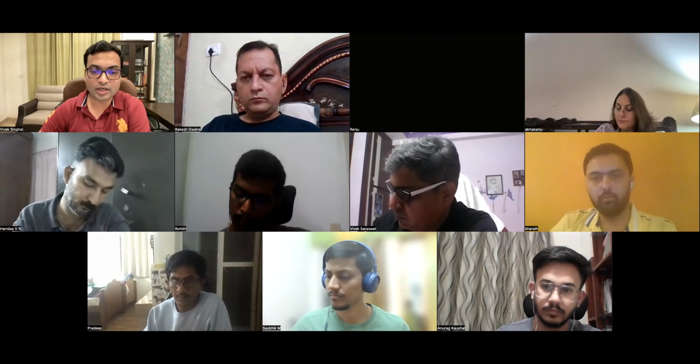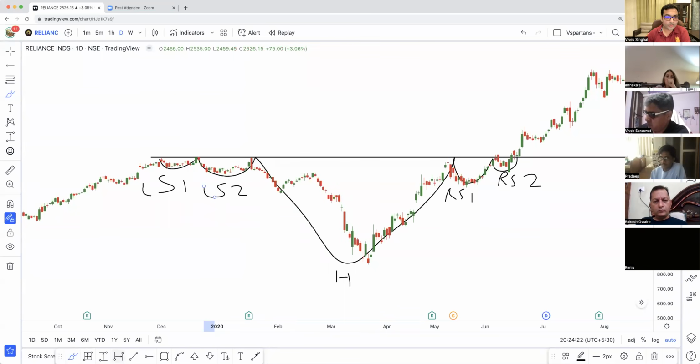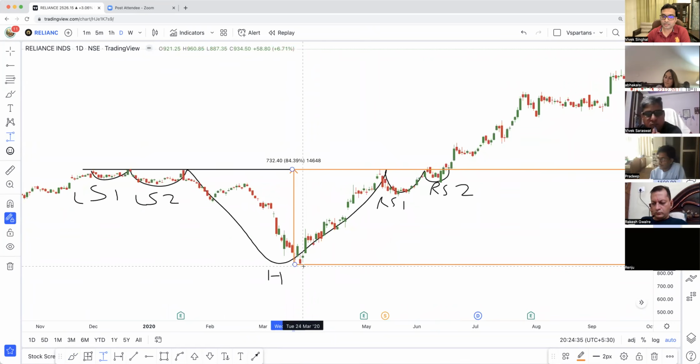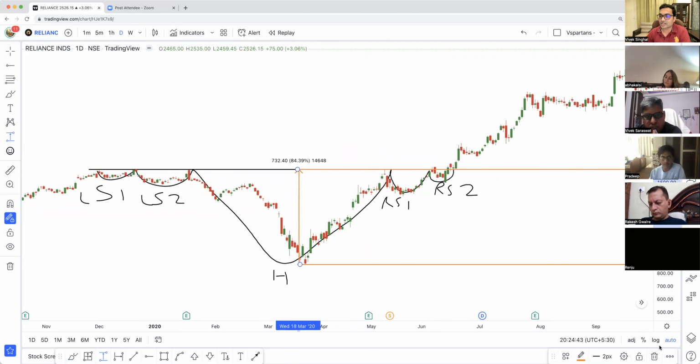Right? So to measure the target, we need to measure the depth. Depth means the lowest point of the head till the neckline. We need to measure from the lowest level of the head till the neckline, and while doing this, we need to make sure that this chart is not a log chart. It should be a non-log chart, a normal chart.